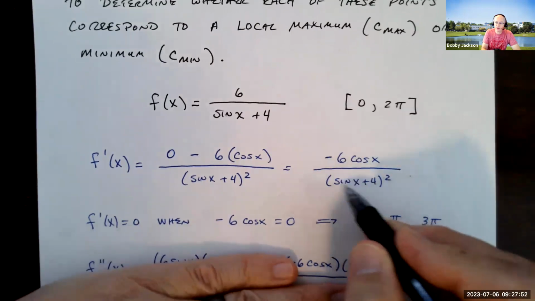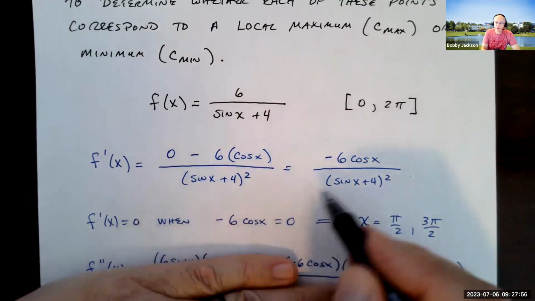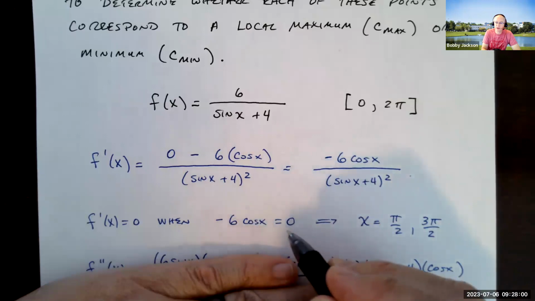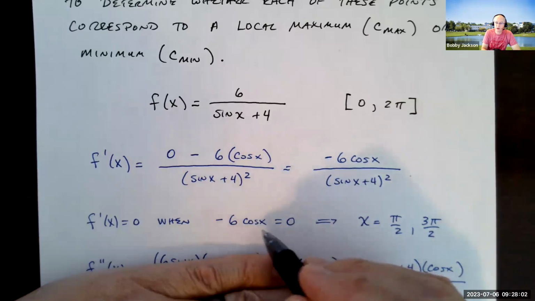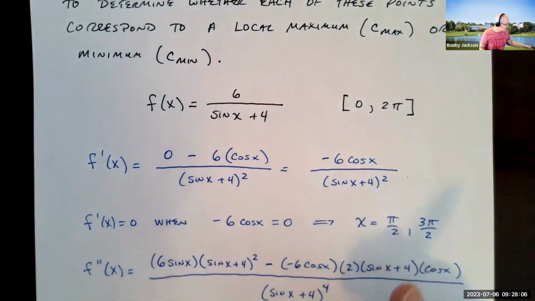Again, the denominator is never 0 here, as we said. But when is the derivative going to be equal to 0? When the numerator is 0, right? So when -6 cosine of x is 0. And that's going to be true when cosine of x is 0, which occurs when x is pi over 2 and 3 pi over 2.